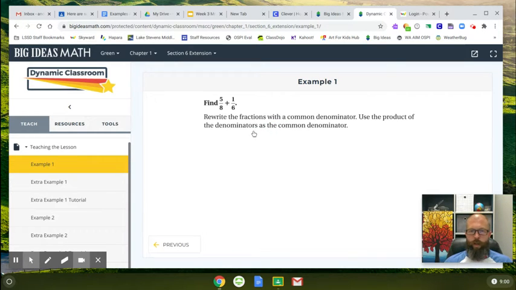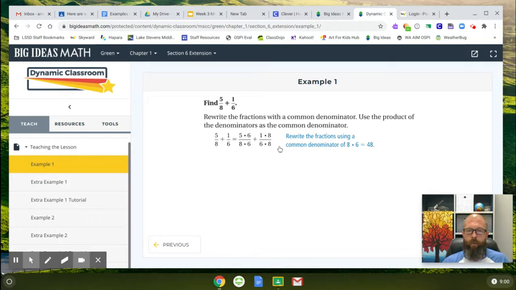So we're going to rewrite the fractions with a common denominator. And one way to do that is to use the product of the denominators as the common denominator. What does that mean? Multiply 8 times 6. That will give you a common denominator of 48. So this is a fancy way to write it. If you do 8 times 6 on the bottom, you have to do times 6 on the top. If you do 6 times 8 on the bottom, you have to do times 8 on the top.